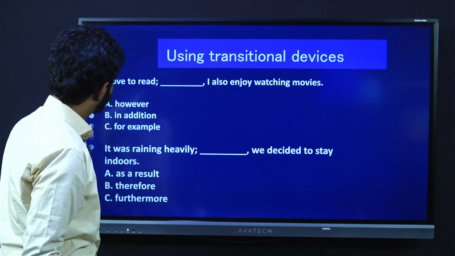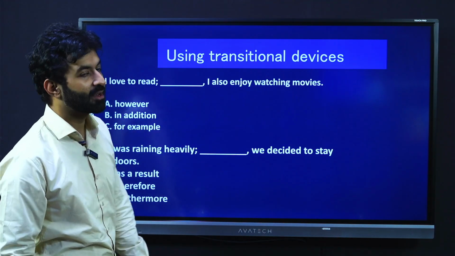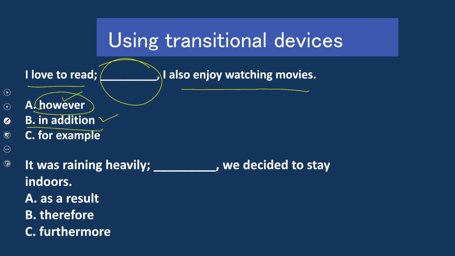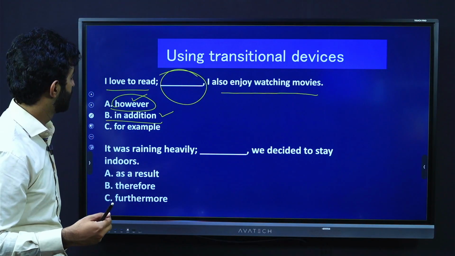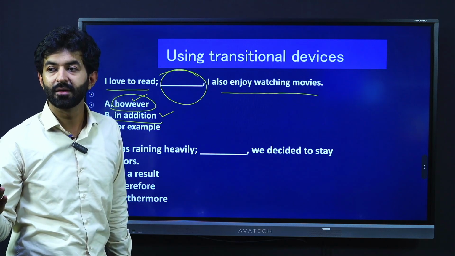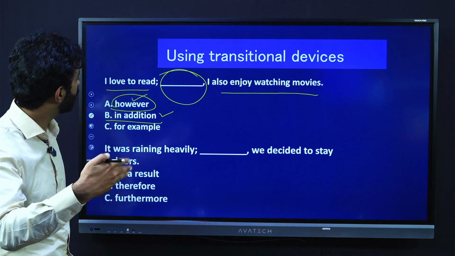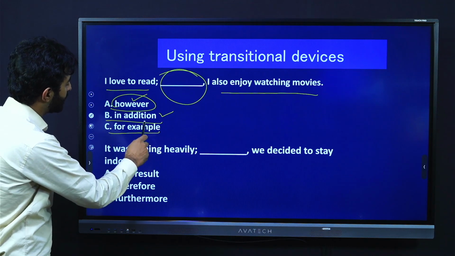All right, let's see how many of you get it correct. I love to read. I also enjoy watching movies. This is one part and this is the other part. We need something to connect them, to make sense. Yes, in addition. Why? Because however would be for opposition. This is for showing something opposite. However, what do we call it in Urdu? Albatta. We say albatta when we want to say something opposite. For example will also not come here, so in addition.